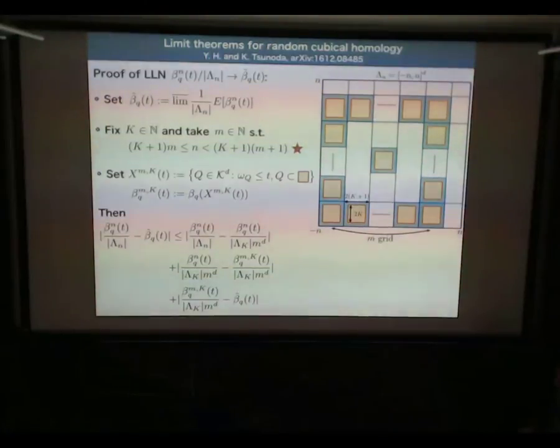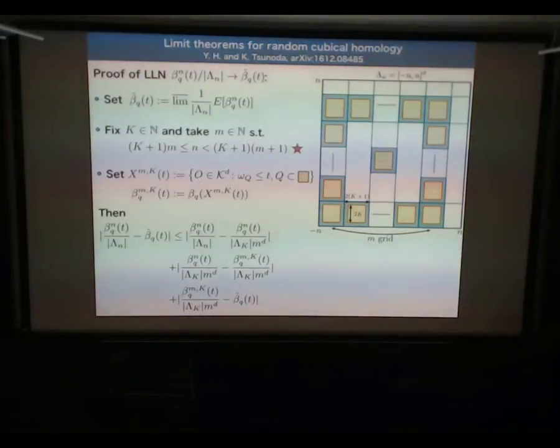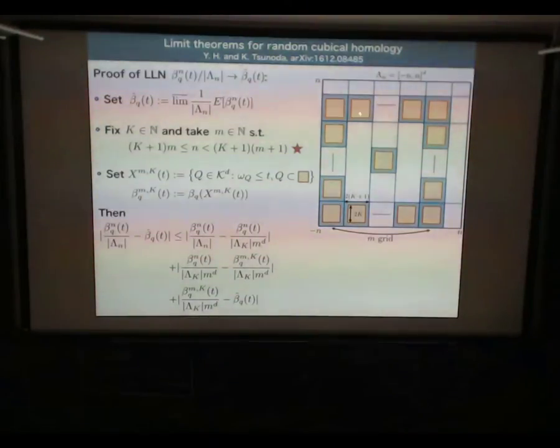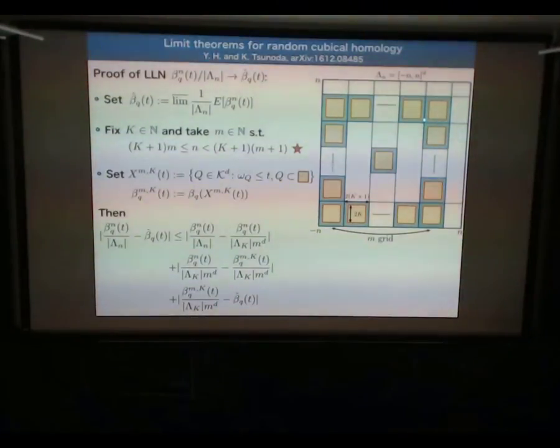Then, as before, let me define our random cubical set given m and k by this, namely, whose value is less than or equal to t, as before, but this time all elementary cubes have to come from some yellow small box, only from the yellow boxes. So in a sense, this is a disjoint union of the random cubical sets coming from each yellow box. And let me denote by beta mk its Betti number. Then our interest is the convergence of the left-hand side to this.